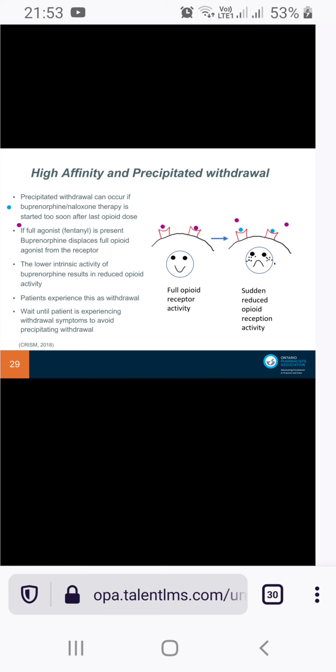Now, as mentioned before, buprenorphine is a partial agonist, meaning that it only partially activates the receptor. So you can imagine, suddenly, all this buprenorphine comes in and kicks out all these full agonists. The individual is going to interpret this as a very severe withdrawal because you're going from full activation to suddenly partial activation. So patients are going to have very severe opioid withdrawal symptoms.